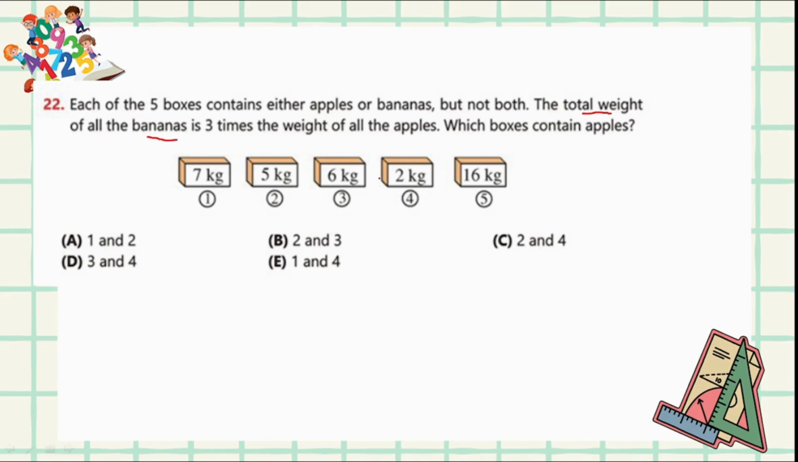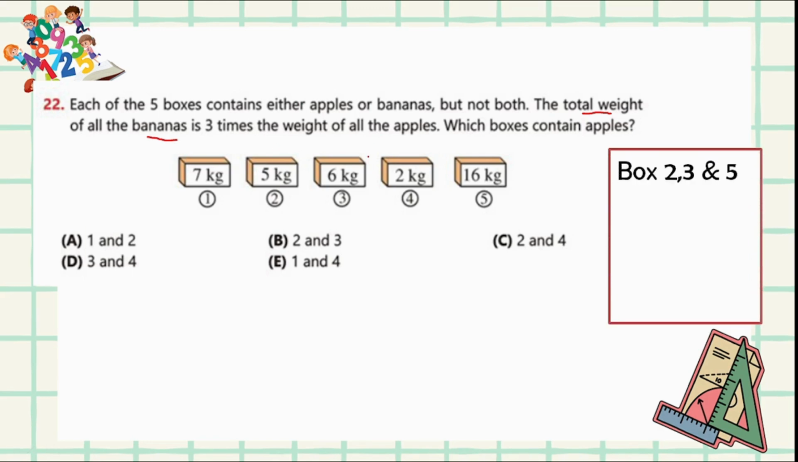So we can say that as the weight of the bananas is more than apples, in the 3 boxes, like box number 2, 3 and 5, there are bananas. So we will add the weight of these 3 boxes. So 5 kg plus 6 kg and 16 is equal to 27. Now, if these 3 boxes have bananas, then in box number 1 and 4, there will be apples.